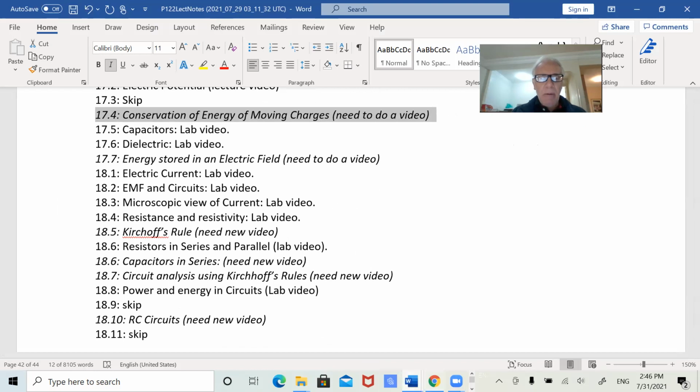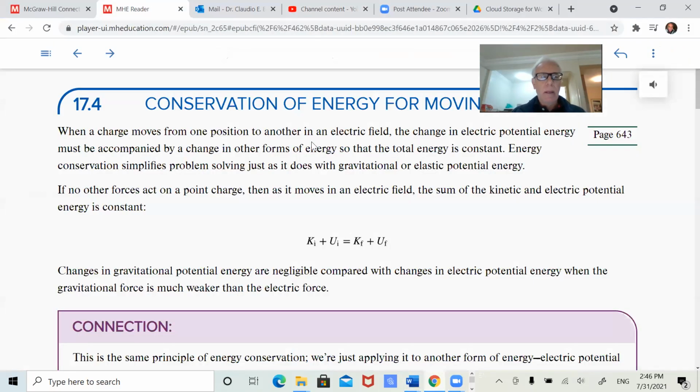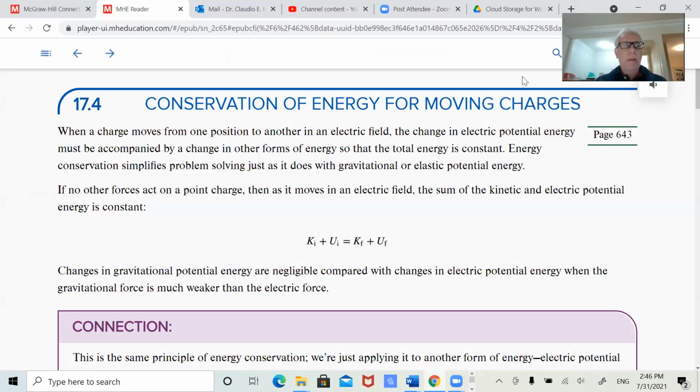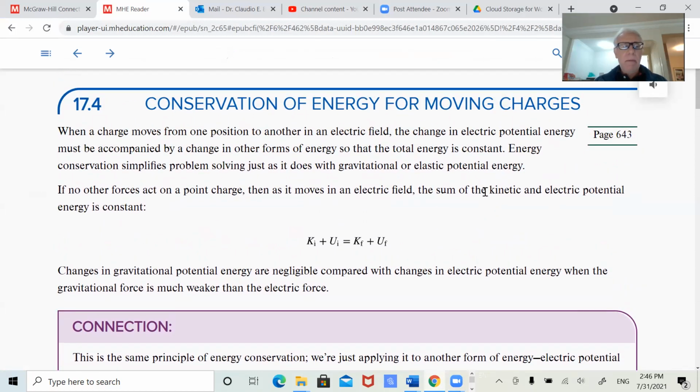Let's go back here to the book. That's the section we're talking about. It's a rather straightforward section if you learn how to do mechanics problems using conservation of energy. You're also going to know how to solve problems on conservation of energy of electric charges.